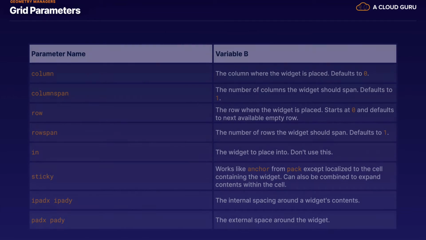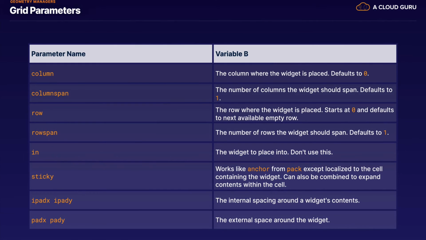Moving on to the grid. This one is also going to have quite a few parameters, but they make quite a bit of sense. So padding is going to be the same. We're going to see that every time. Column and column span specify which column we're in. So it's going to default to 0. And then column span is going to say how many columns wide this particular widget is. Same thing for row and row span.